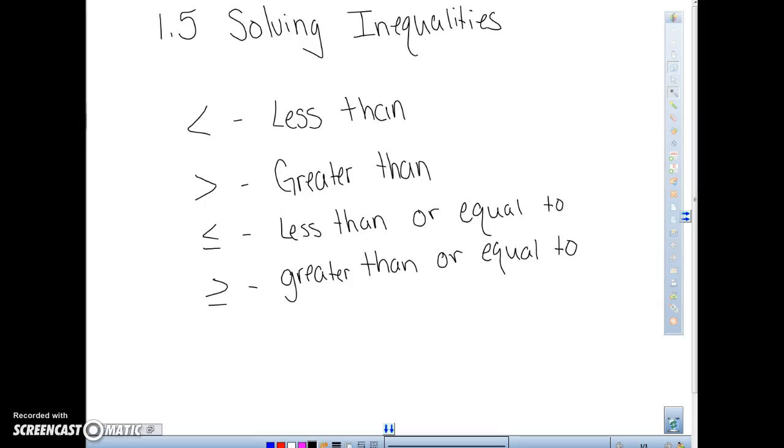Okay, this is Algebra 2, 1.5, Solving Inequalities. Again, this is one more review from Algebra 1 lesson. You need to review your symbols and make sure you know them. The first one's a less than symbol, the second one's a greater than, then it's a less than or equal to, and then a greater than or equal to.